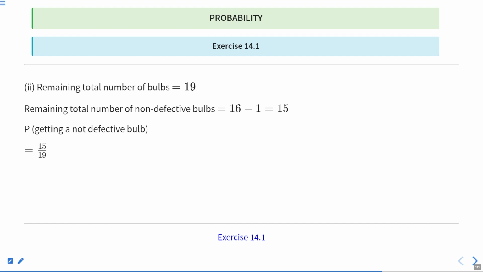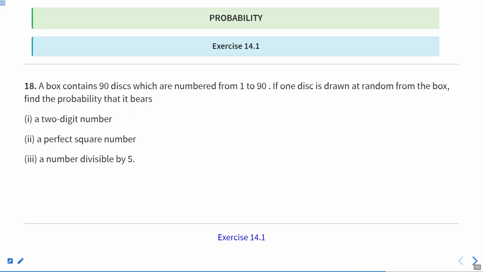In the second one, the remaining total number of bulbs is equal to 19, and the remaining total number of non-defective bulbs is 16 minus 1, that is equal to 15. Now the probability of getting a not defective bulb is equal to 15 by 19. And now let us move to the next problem.